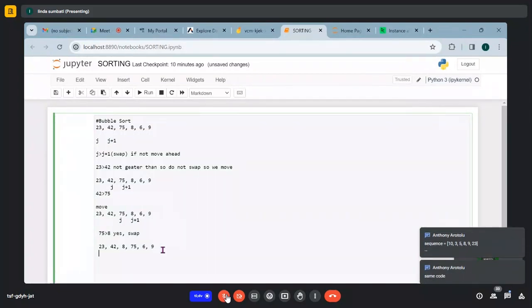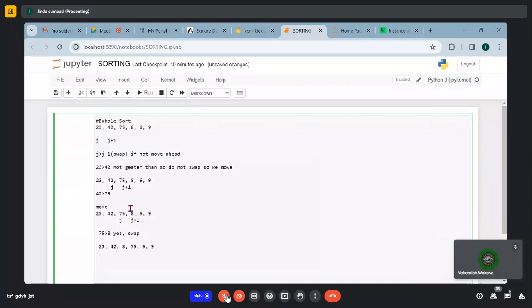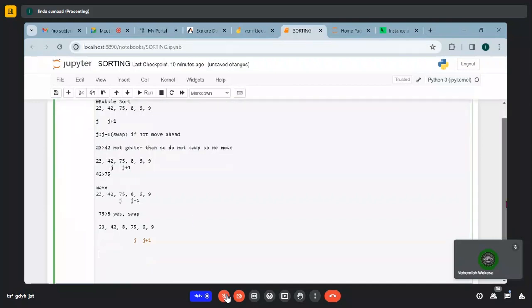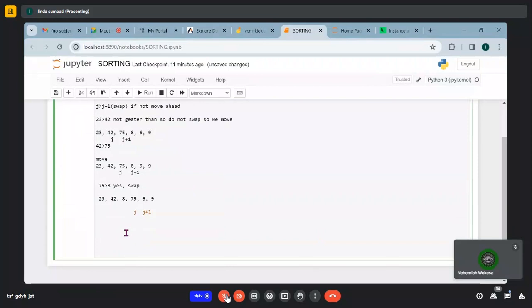So you come again because we were at J, 75, which was here, and 8 has gone back where 75 was, and 75 has gone in front. Our J remains at that 75. Then J plus 1 is at 6. But there's no problem. So again, you compare now 75 and 6.